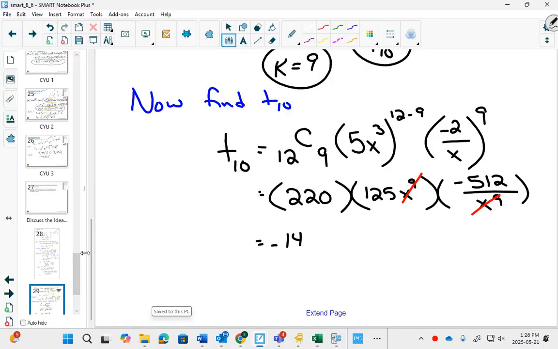And sometimes in this unit, you get very big numbers. Negative 14,080,000.